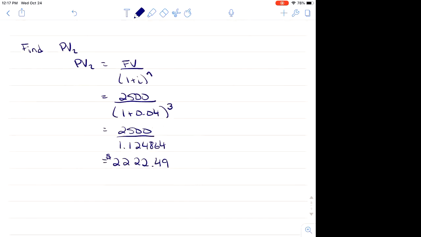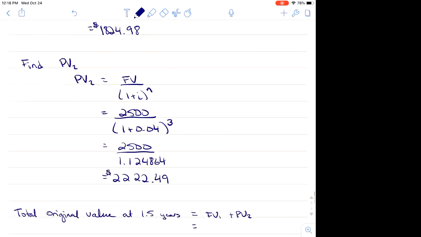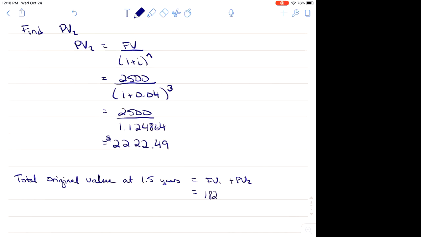Scroll a little bit. So the total original value at 1.5 years is going to be future value 1 plus present value 2, which was the 1824.98 plus 2222.49. That gives $4,047.47.